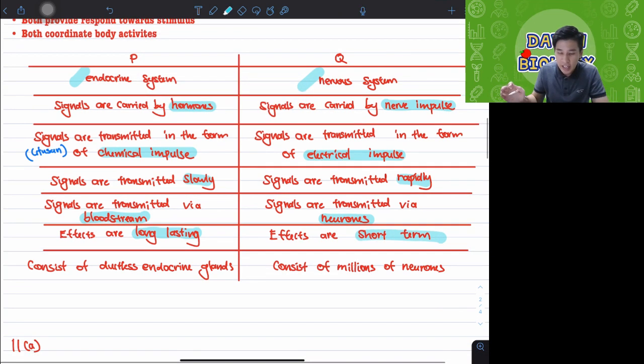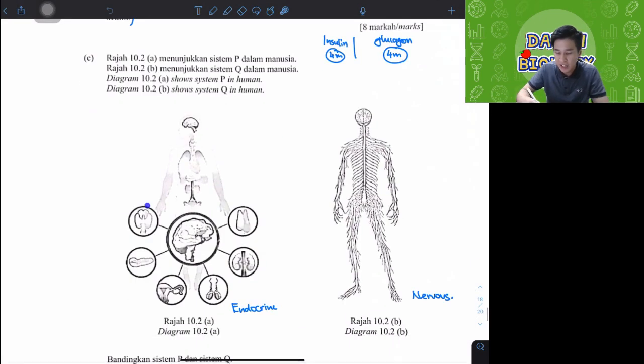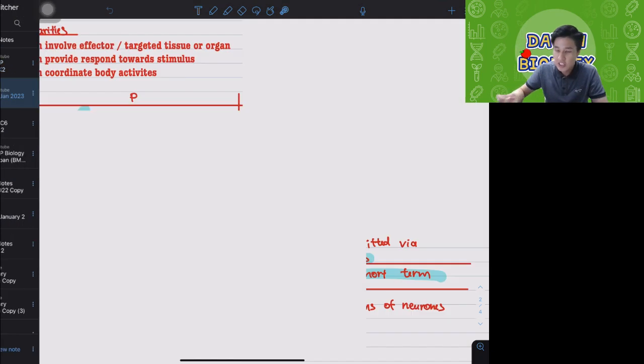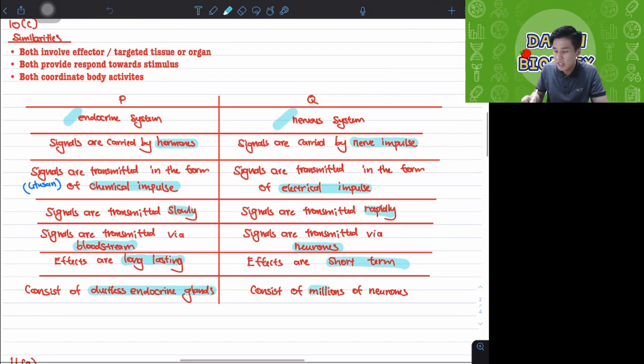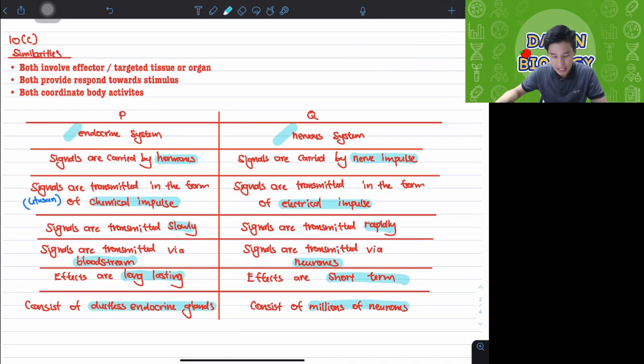Okay, and yeah, just now we said it already. Endocrine system consists of ductless endocrine glands. So all the glands over here, they don't have ducts. Okay, they don't have their own tube. Nervous system consists of millions of neurons. Okay, terdiri daripada berjuta-juta neuron. Okay, so that's the difference.